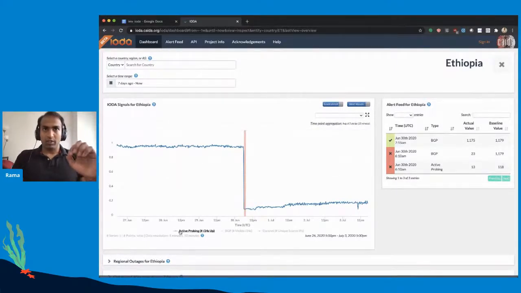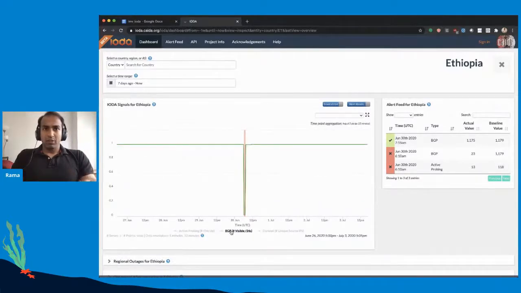The active probing data source represents ping response data from networks all around the world. From machines under our control, we continuously ping millions of networks on the internet. And intuitively, networks that are responding to our pings have working internet connectivity. But if several networks in a country suddenly stop responding to our pings, we may have found an outage.